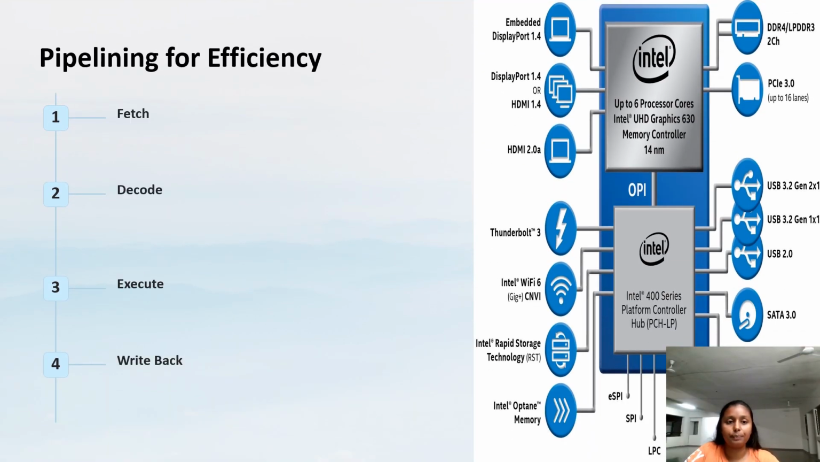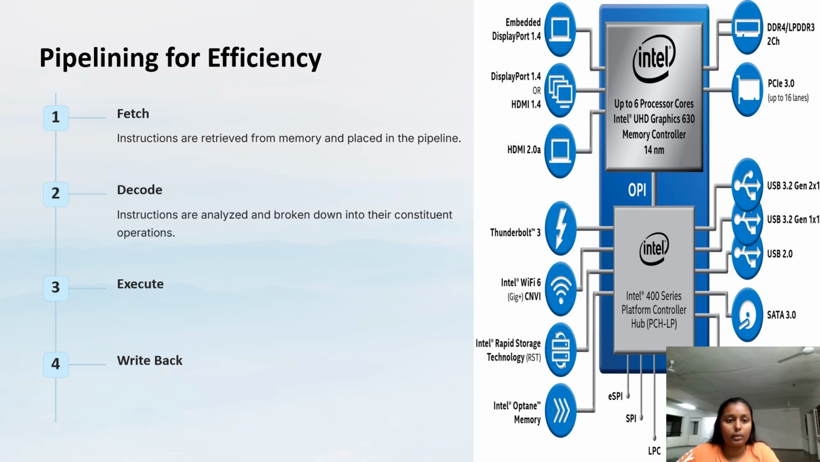Pipelining for efficiency. It contains four stages of pipelining: fetch, decode, execute, and write back. Instructions are retrieved from memory and placed in the pipeline. The pipelining process improves the instruction throughput and overall performance by breaking down the execution of instructions into multiple stages. The fetched instruction is decoded into simpler micro operations that can be processed by execution units. Decode: the decoded instruction is executed. This involves performing arithmetic or logical operations or data transfers. They are broken down into constituent operations.